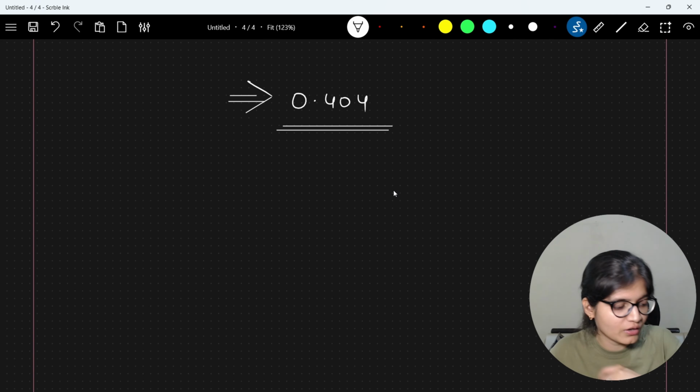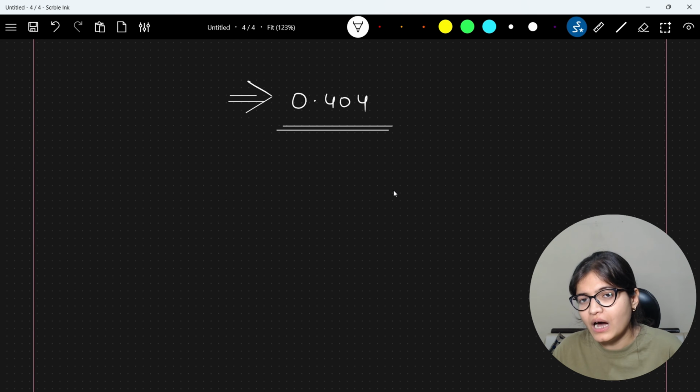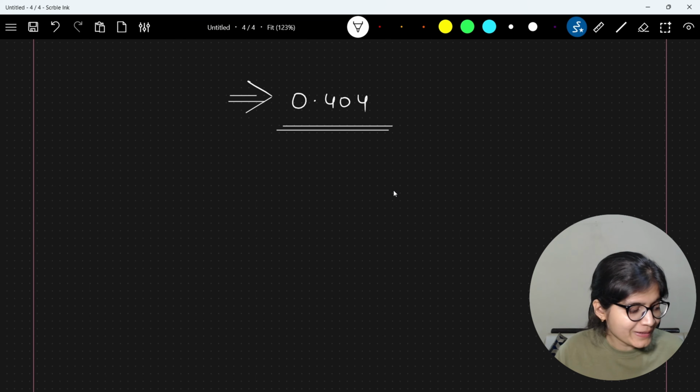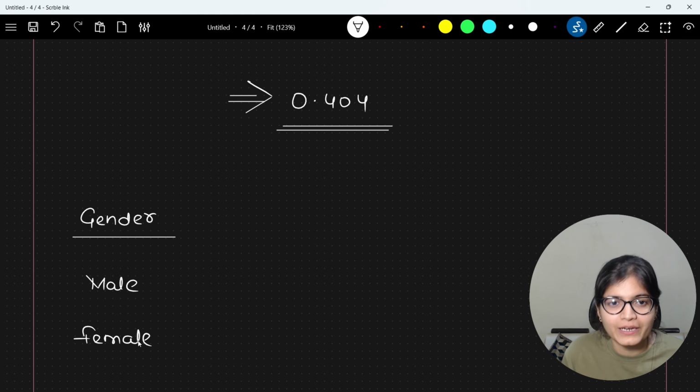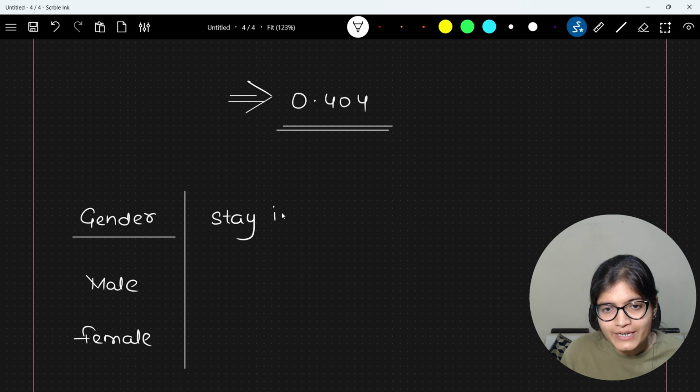Now here, if you observe with respect to gender, how the columns will be made. In the case of the gender feature, we will have two values: either the gender will be male or the gender will be female. Now here, if you observe, we will have two columns: stay in hostel, yes and no. What is the value of yes and what is the value of no in both of the cases?